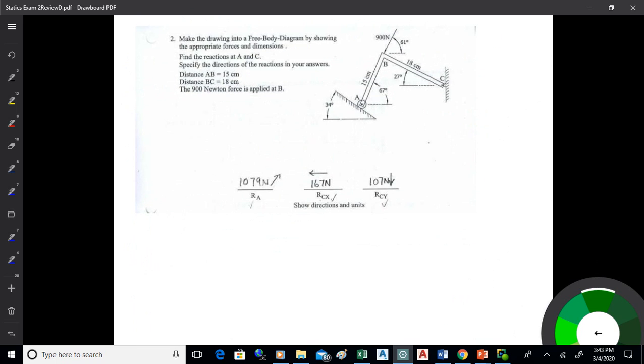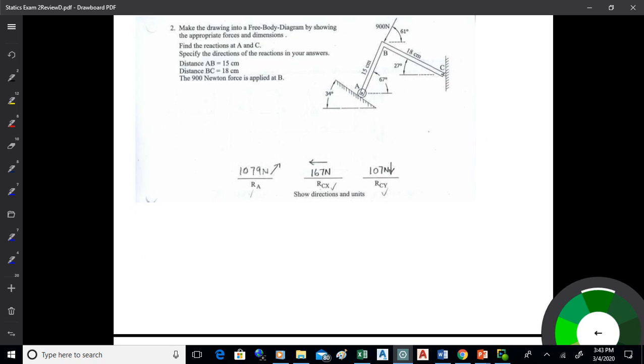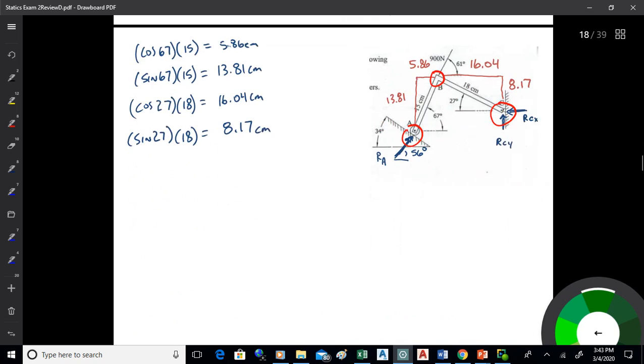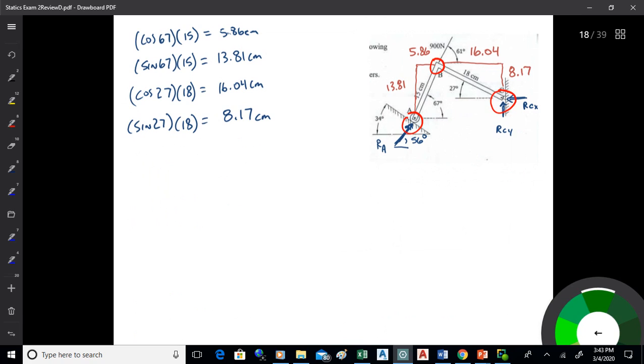All right, the next one: make the drawing into a free body diagram by showing the appropriate forces and dimensions. So there's the free body diagram part. And then find the reactions at A and C. Have you seen a few like this already? How many of these have we seen? We saw 3 homework problems, and just a couple examples in class.